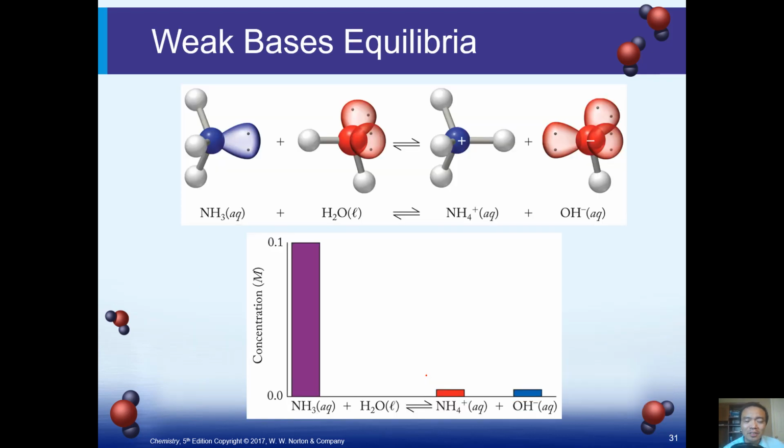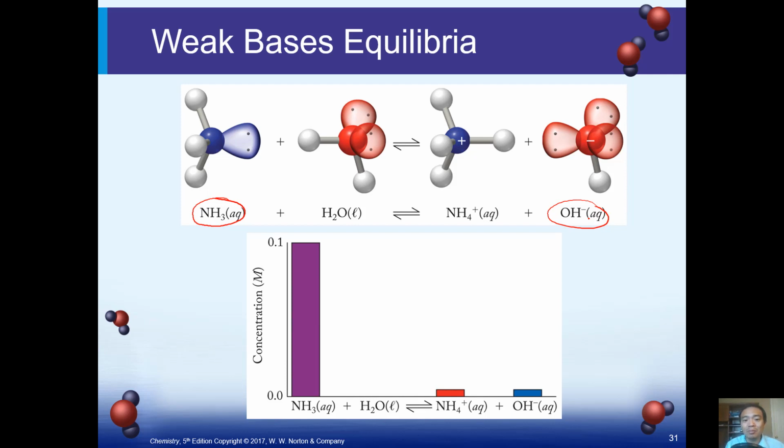Now let's switch to the equilibria for weak bases. Okay, the concept is slightly different, but the calculation is almost exactly the same. As you can see, first you do remember it's a base. So for base, you're going to generate hydroxide. If for any base you generate the hydronium ion, that means you have written the wrong equation, which is really, really important. Okay, all right.